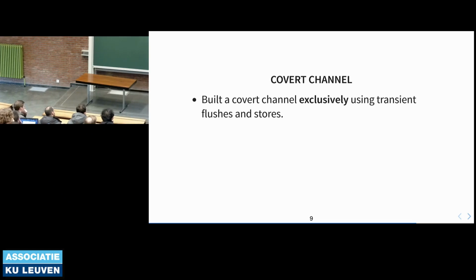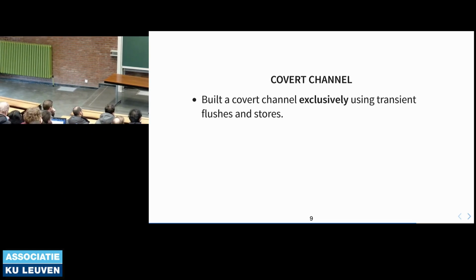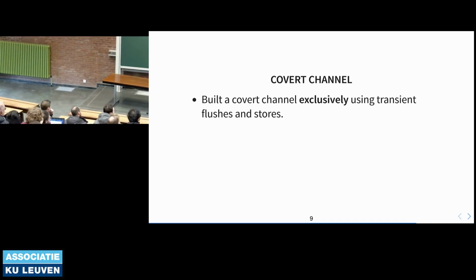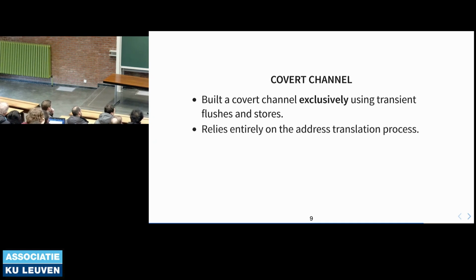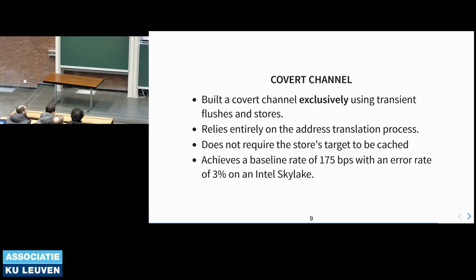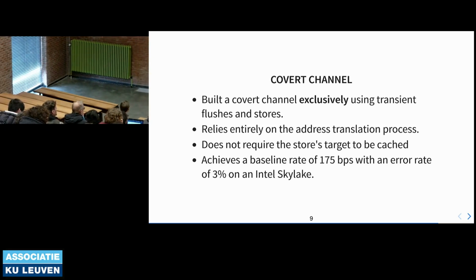And now we can use this information to build a covert channel that only uses transient stores. I've only spoken about stores until this point, but you can of course also use another instruction that requires address translation, for instance, cache flushes. They also require address translations, and they also work for this covert channel. In particular, we do not require that the target is actually cached. We only require the address translation process, and our covert channel then achieves a transmission rate of 175 bits per second with an error rate of 3%.